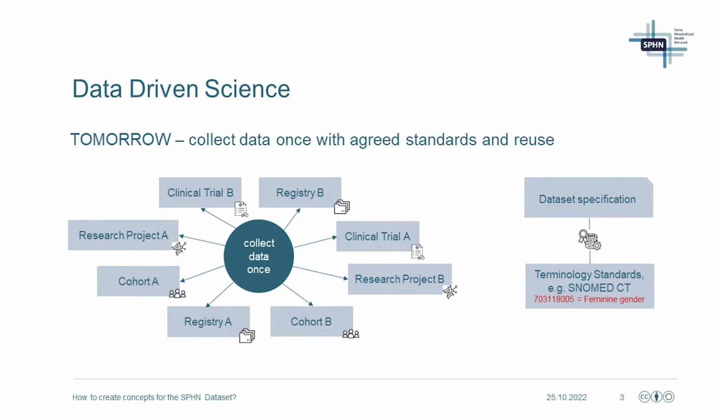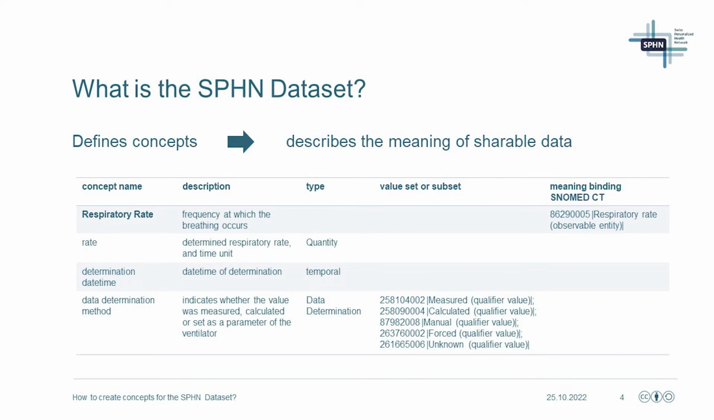So let's take a look at the dataset. How is the dataset designed? The dataset defines concepts such as respiratory rate. And these concepts are described with their meaning. And these are concepts that are shareable in the SPHN network. For each concept, there is a description, a meaning binding to a SNOMED CT code or a LOINC code if that's available. And the concepts consist of so-called composedOfs.